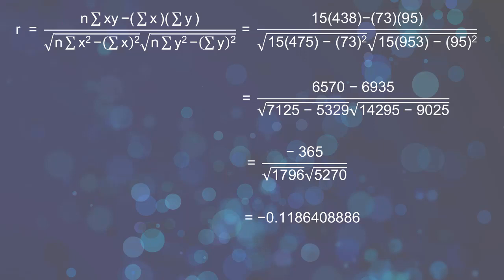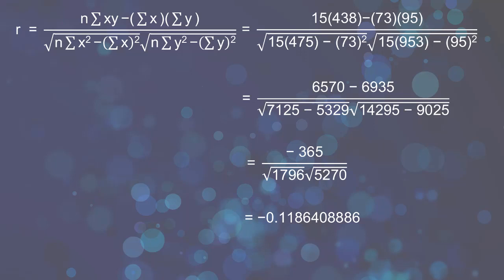Otherwise, if you don't put the parentheses, then it will divide the negative 365 by the square root of 1796, and then take that fraction and multiply it by the square root of 5270, which is not what you intend to do. So use your parentheses to group your entire denominator together, and that should solve your problem. So this is our correlation coefficient.